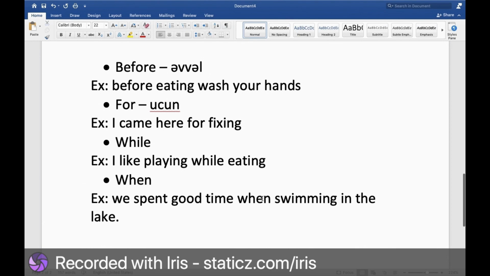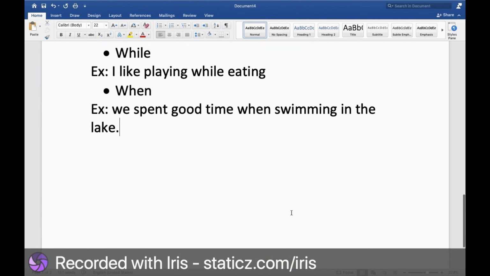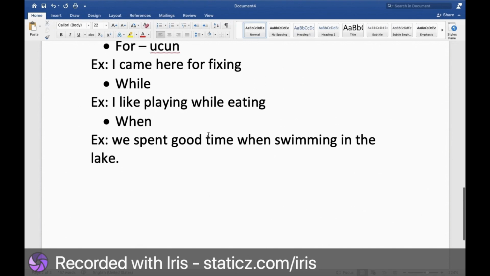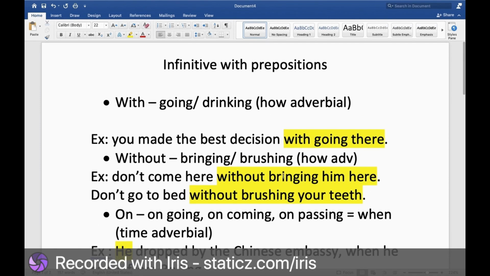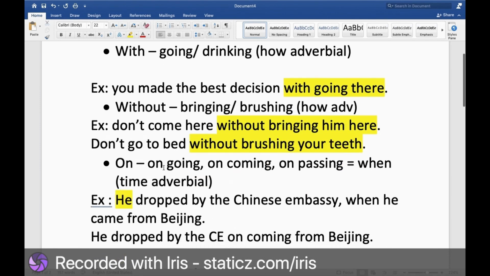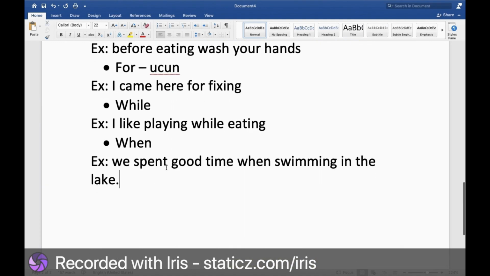So you can also use when like this, but we have a better option, which is on. So we will try to use on more than when. But make sure both sentences have the same subject. So: "We spend good time when we swim or swam in the lake." Make sure not to make a mistake over here. We have learned the prepositions that can be used with the infinitive: with, without, on, in and by, after, before, for, while, when. We have learned this.